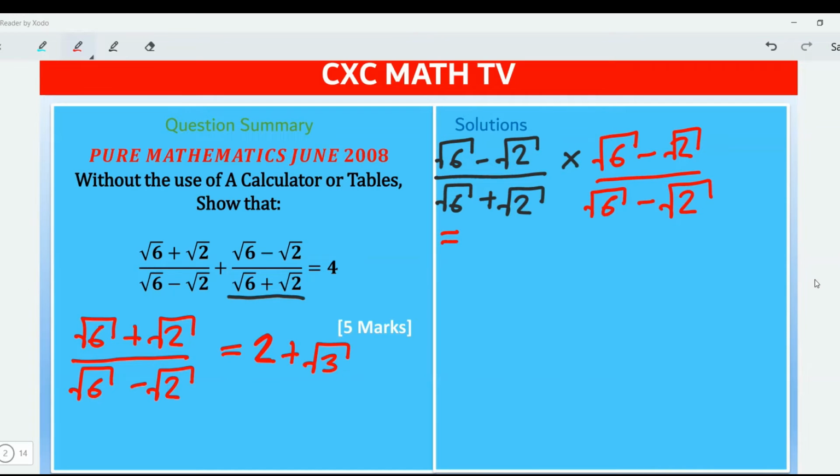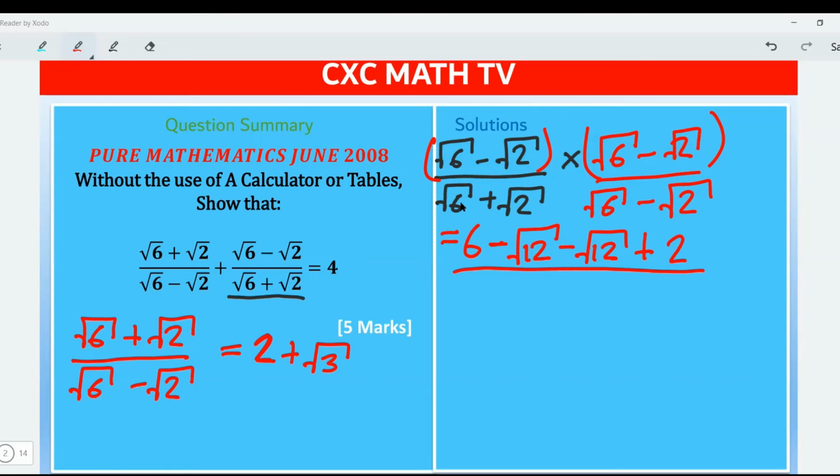My apologies right there. So it's always a conjugate of the denominator. Simplifying, remember, we're multiplying the numerators going across. Root 6 times root 6 is 6. Root 6 times root 2, that is minus root 12. And then we have minus root 2 times root 6, that's another minus root 12. Then we have minus root 2 times minus root 2, that's minus and minus, which make plus. So that's plus 2. Divided by, in the denominator, becomes a difference of 2 squares.